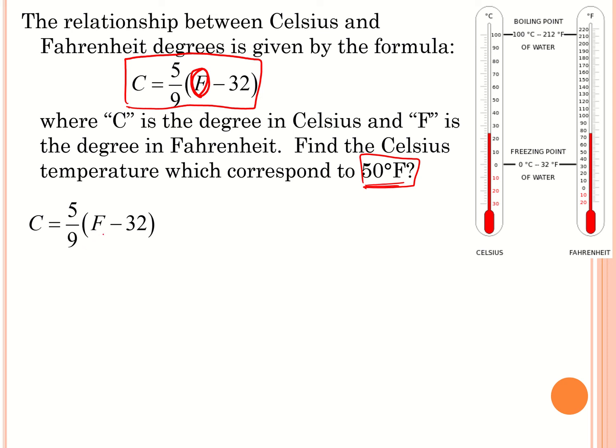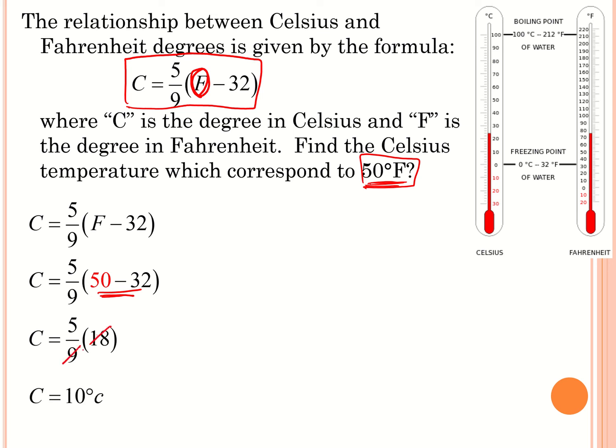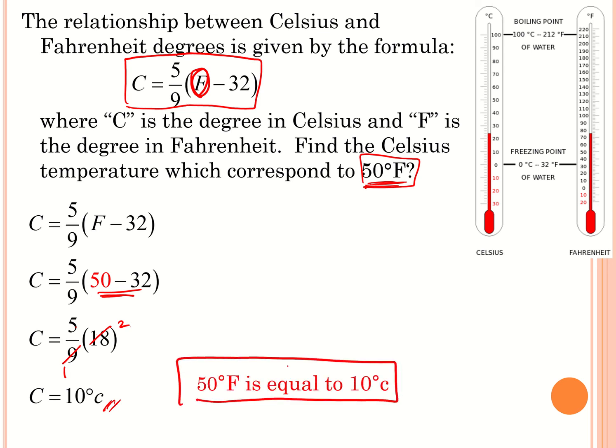So now F is 50, right? Because you have 50 degrees Fahrenheit and you want to convert to Celsius. So the F becomes 50. Now you have to use the order of operations, so you subtract what's inside the bracket first, and then you multiply by the fraction. So 50 minus 32 is 18. And so 18 times 5 over 9, and the 18 and the 9 cancel each other out. This becomes 1 and 2. So now you have 5 times 2 over 1, which is 10 degrees Celsius. So 50 degrees Fahrenheit is equal to 10 degrees Celsius.